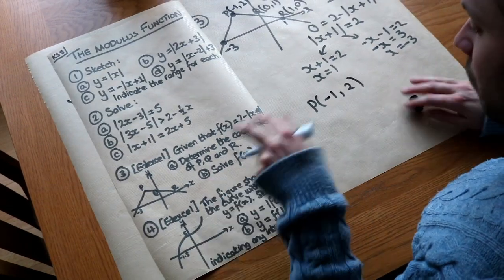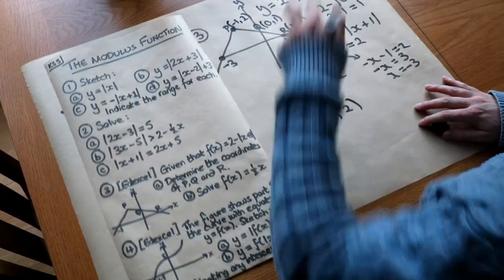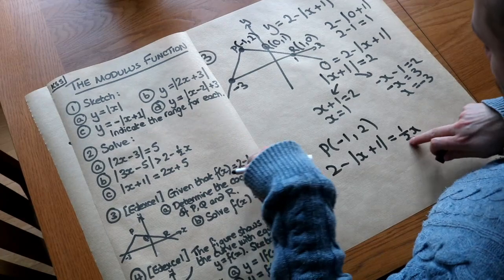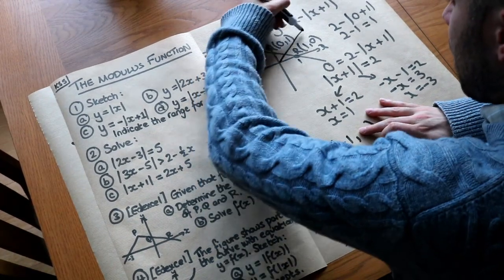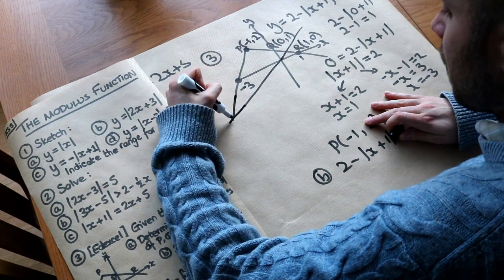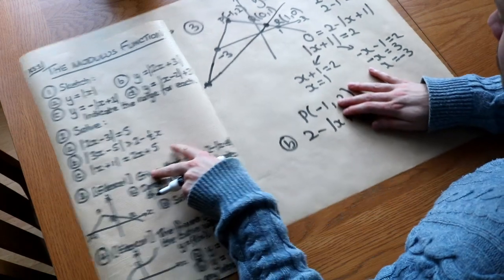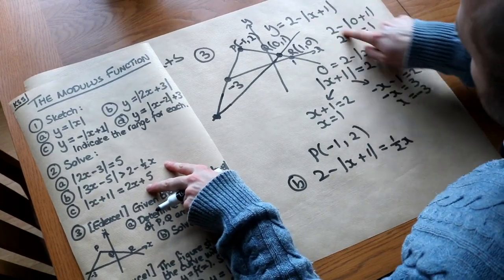And now we need to solve f of x is equal to half x. Well, f of x is equal to this. Now if we sketch y equals half x onto this, we get something like this. And we can see that those two lines are eventually going to intersect down here, and we get this point of intersection up here. So let's use the positive version of this first.